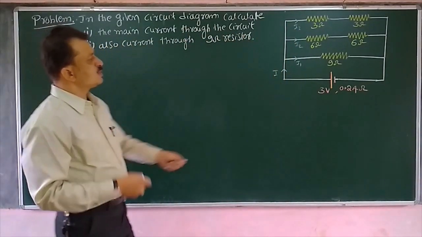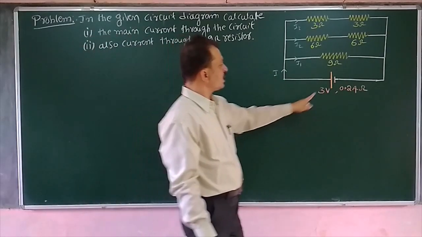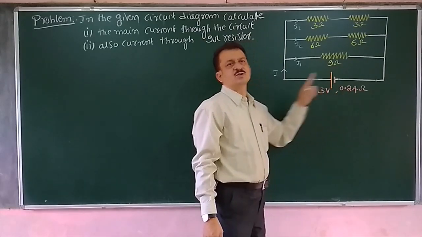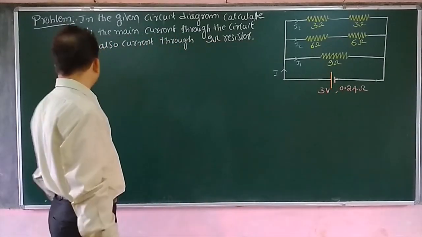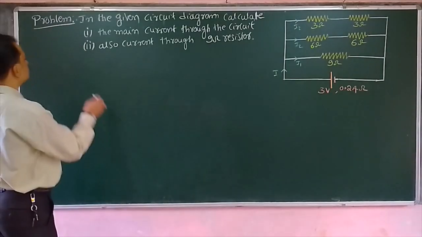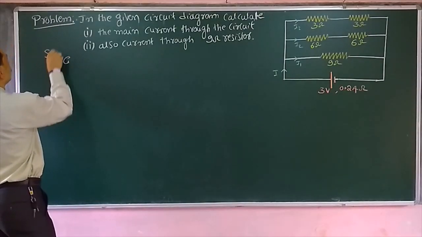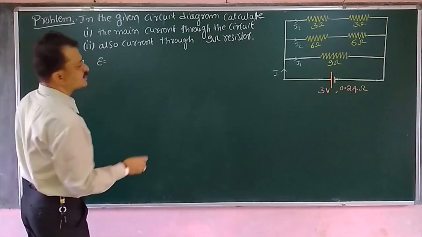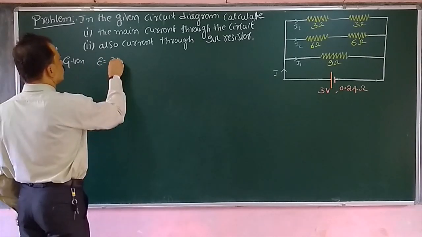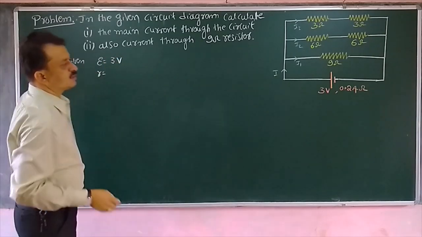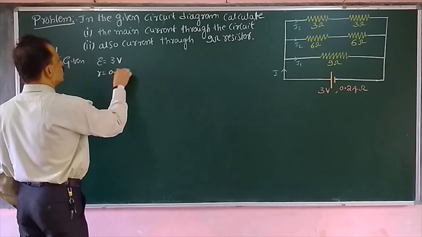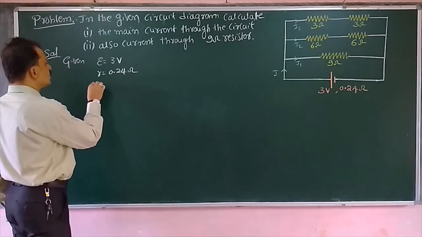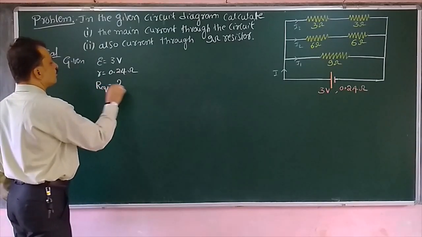First we have to calculate what is the total current in the circuit. Now here they have given a battery of EMF 3 volts and internal resistance 0.24 ohms. Now given solution, the EMF of the cell is 3 volts. Internal resistance r is 0.24 ohms. Okay. Now we have to calculate what is the equivalent resistance.